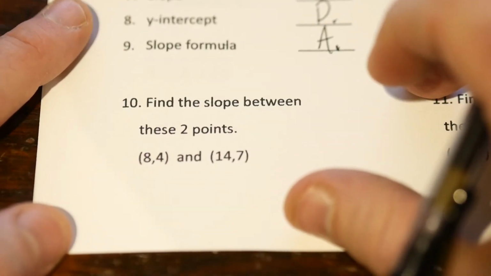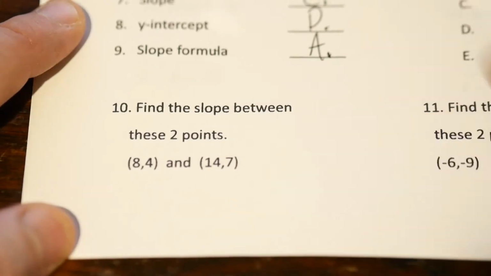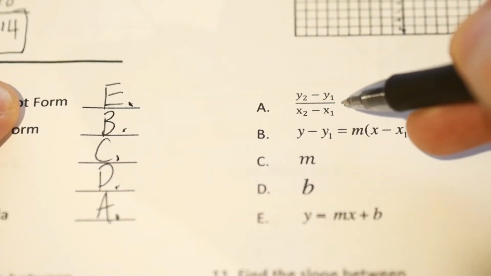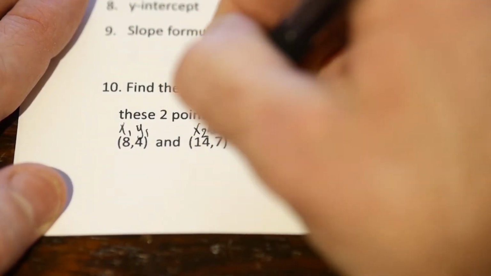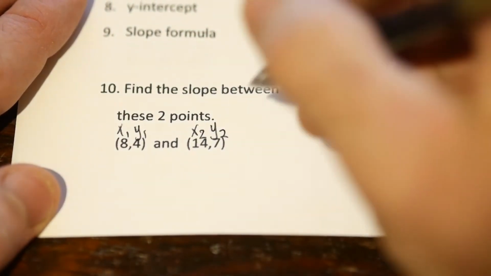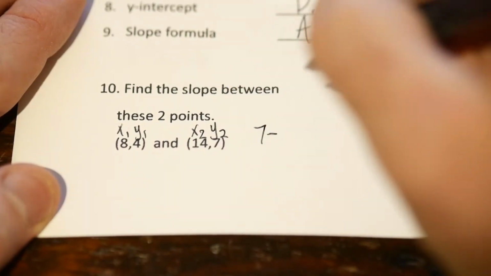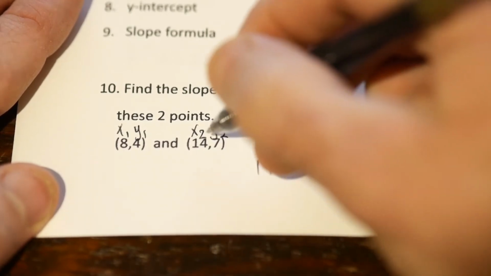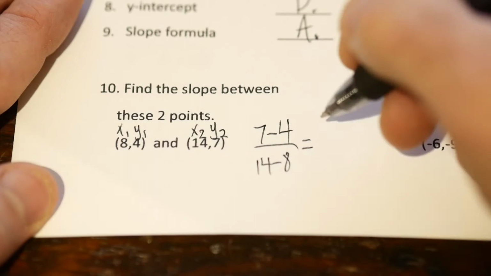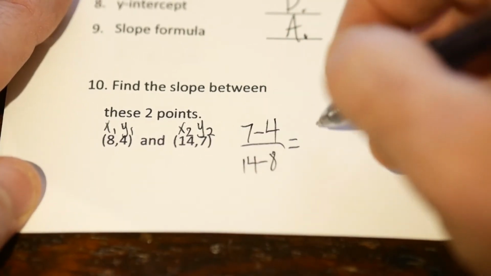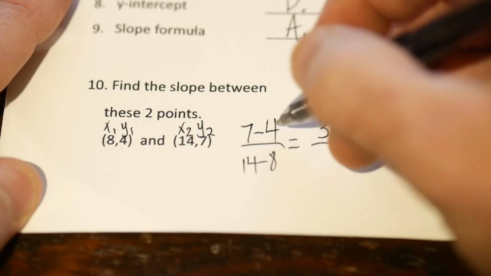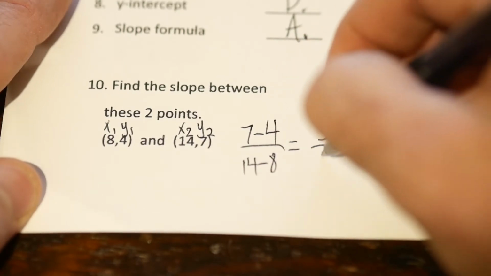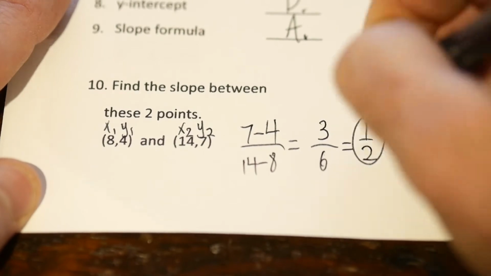Okay, number 10 says find the slope between these 2 points. Okay, so I'm going back up here and just using this formula right here that's on A. So y2 minus y1 over x2 minus x1. So if I label these x1, y1, x2, y2, it's y2, which is 7, minus y1, which is 4, over x2, which is 14, minus x1, which is 8. And so you could just type that whole thing in your calculator and let that do the work for you. On top that's going to be 3, and 14 minus 8 is going to be 6, which ends up simplifying all the way down to 1/2.